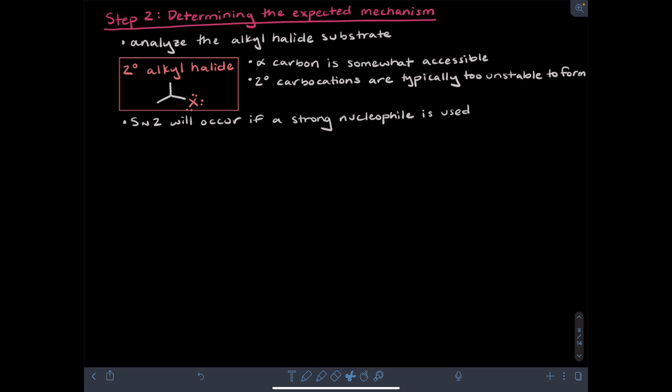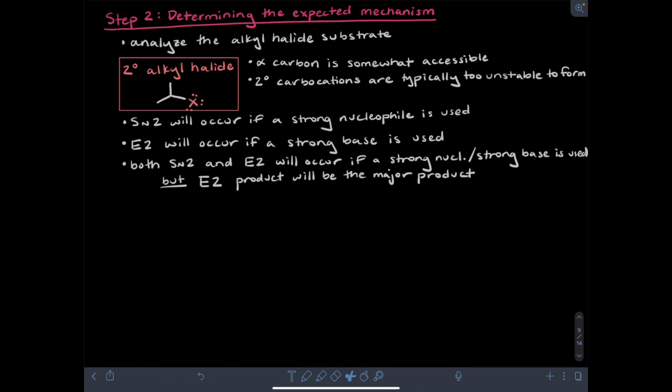Secondary alkyl halides can undergo SN2 mechanisms if a strong nucleophile is used. They can undergo E2 mechanisms if a strong base is used. And if a reagent is a strong nucleophile and a strong base, the secondary alkyl halide will form products by both the SN2 and E2 mechanisms, but the E2 elimination product will be the major one.